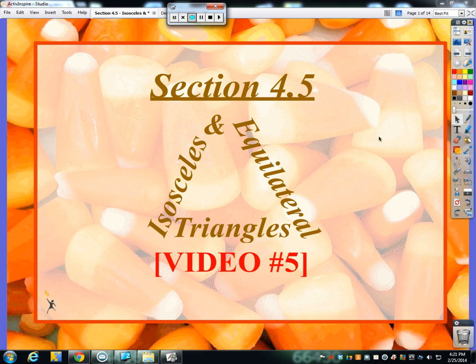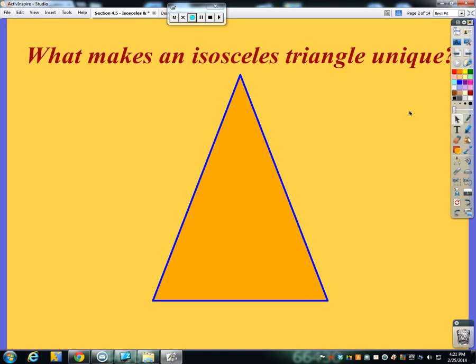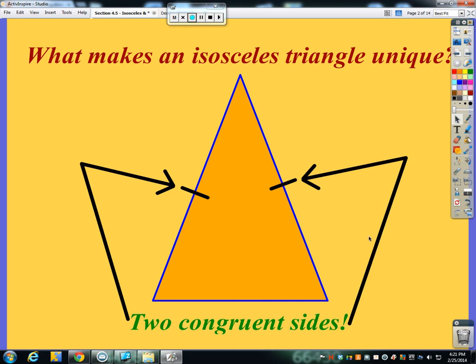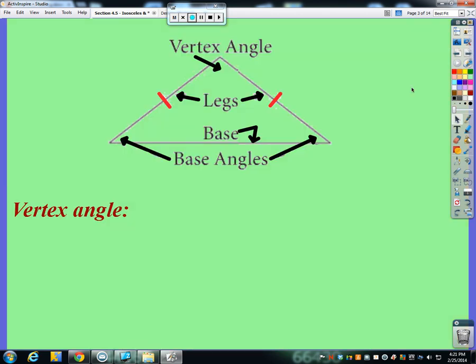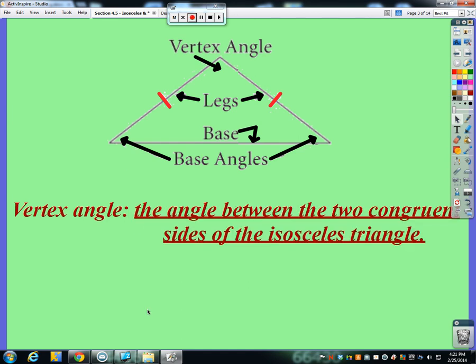So in this video, we're going to focus on properties of isosceles and equilateral triangles. So what made an isosceles triangle so unique was that it had two congruent sides. Okay, and we're going to give some names to those sides and other certain features of an isosceles triangle. So we have 4 different vocabulary terms here. The vertex angle up top here, it specifically is the angle between the two congruent sides of the isosceles triangle.